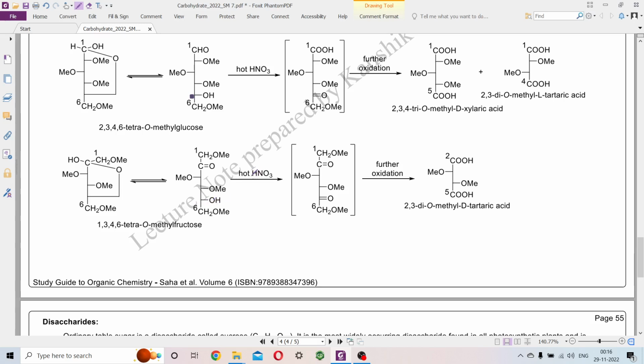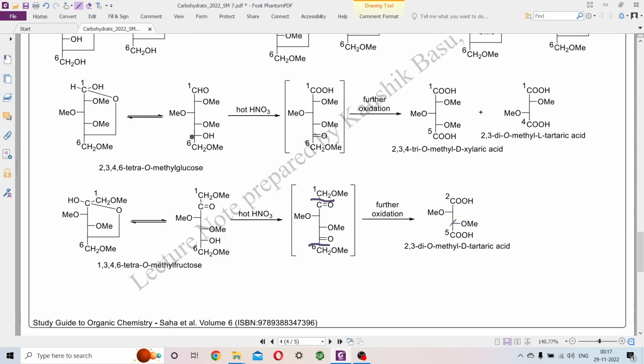Do the HNO3 oxidation again, and you get carbonyl here at the C5, and further oxidation will cleave that bond and will also cleave that bond, and therefore it is the C1-C2 cleavage and it is the C5-C6 cleavage from which we will get 2,3-dimethyl D-tartaric acid. And that is only possible if the C5OH was free, which means it is the C5OH which is connected to the carbonyl at C2. That means it is a 5-membered ring.